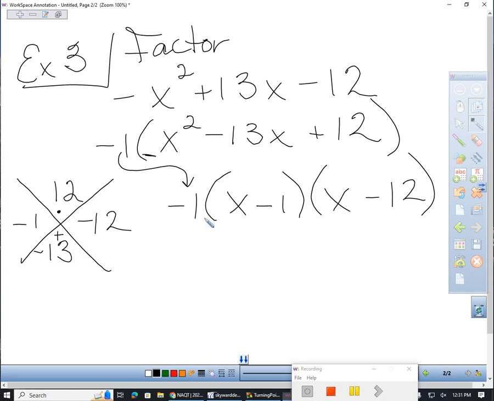Keep going. Oh, right there. So 28 should be down here.